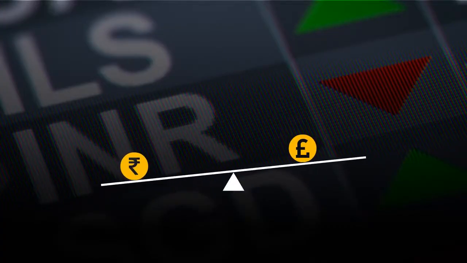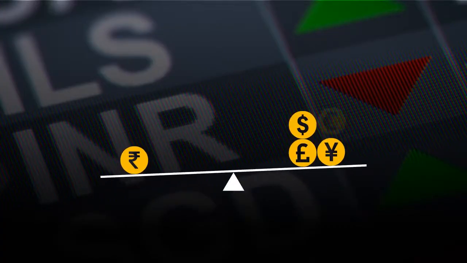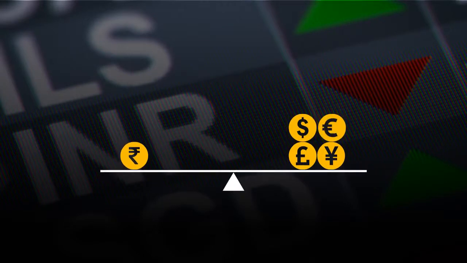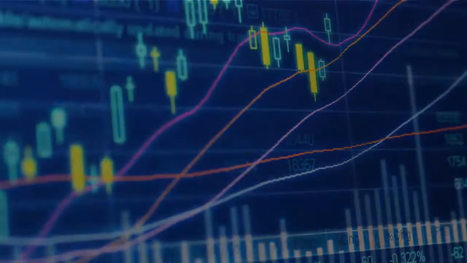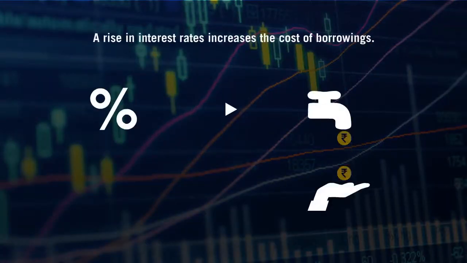For example, exchange rate risks arise from fluctuations in the value of the domestic currency in relation to foreign currencies. Such fluctuations usually occur in response to a country's shifting balance of payments. Exchange rate fluctuations directly or indirectly affect the wider economy. A rise in interest rates increases the cost of borrowings, eventually impacting corporate earnings and investor returns.